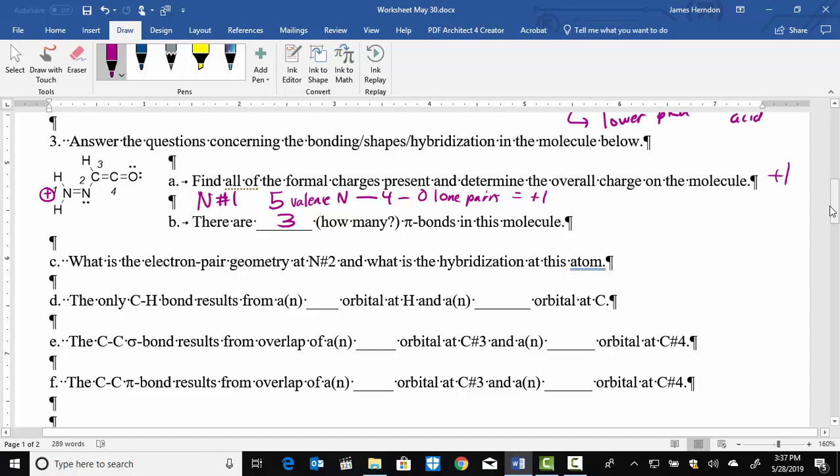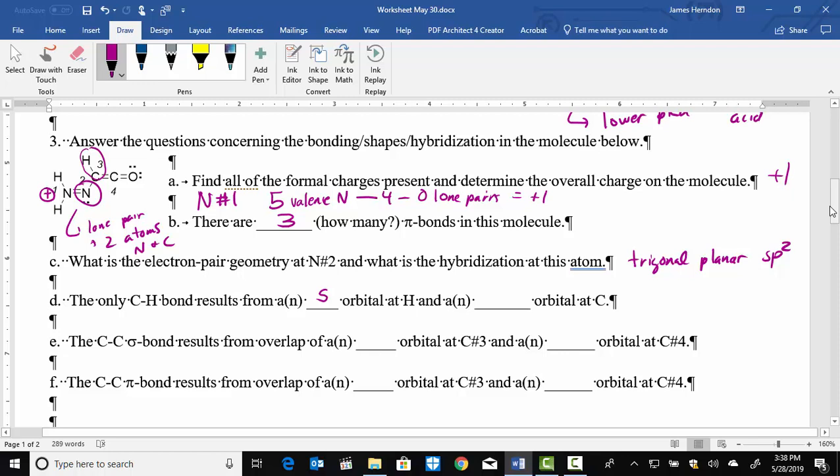The electron pair geometry at nitrogen number 2 is trigonal planar, and it's sp2. We can tell that this is trigonal planar because there's a lone pair plus 2 atoms attached, the other nitrogen and carbon. Okay, all right, so that gives us the trigonal planar geometry. The only CH bond is right here, and it's overlapping s orbital of hydrogen. That's the only type of orbital that hydrogen has.